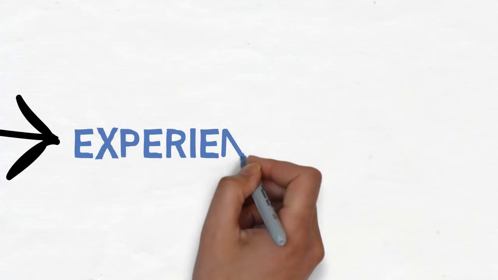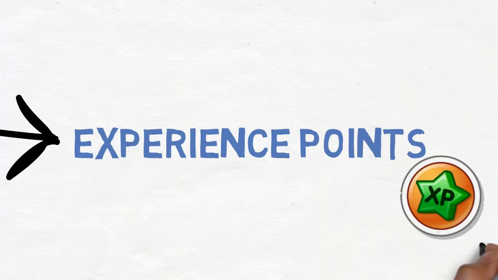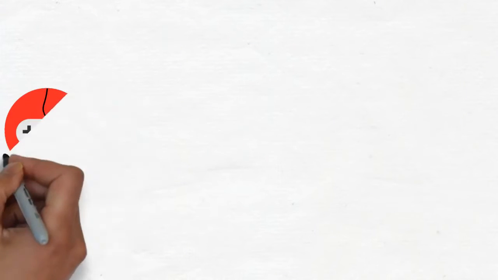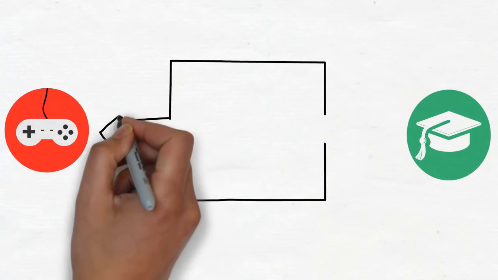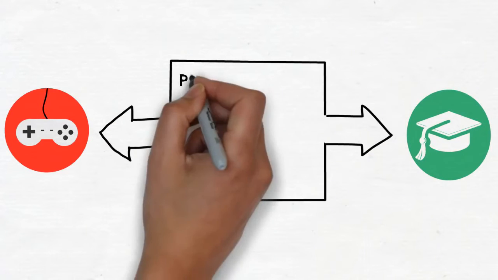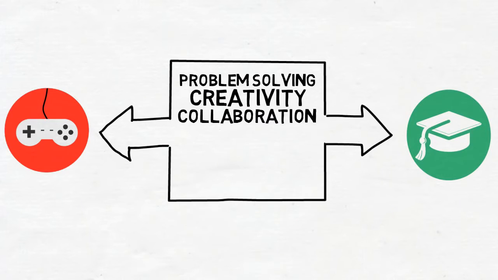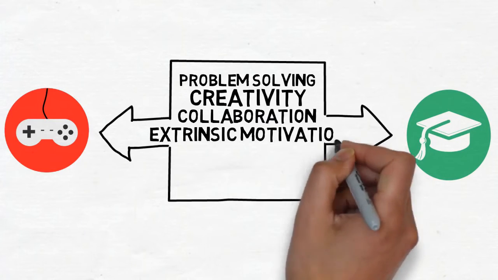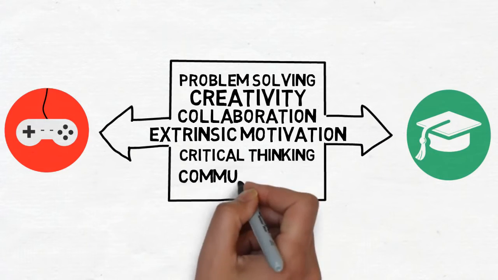So let's apply that same concept to the classroom. Everyone in a gamified room starts with 0 points, and they earn experience points, or XP, through various assignments and projects. There are many, many important parallels that can be drawn between video games and education. These parallels make the classroom a perfect place for gamification. Skills like problem solving, creativity, collaboration, extrinsic motivation, critical thinking, and communication can all be found in both video games and the classroom.